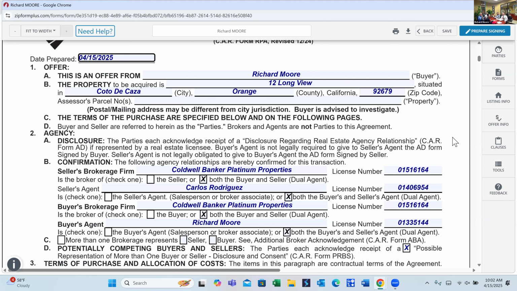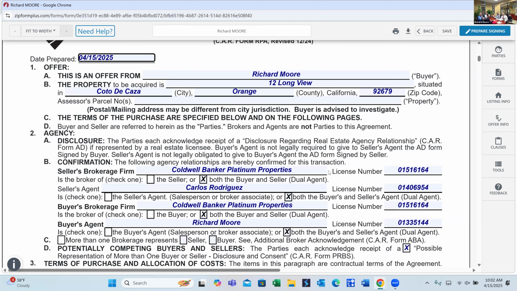And since I'm the buyer and I'm also the agent, there are some implications, and I intentionally made myself both the buyer and the agent of this transaction. So it's critical, you need to specify who is representing who. Now, the seller's brokerage firm is Carlos Rodriguez, Global Bank of Platinum Properties. And you can see Richard Moore representing the buyer.